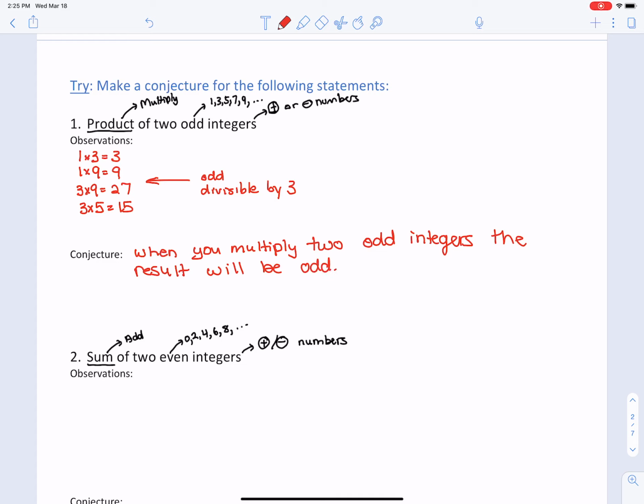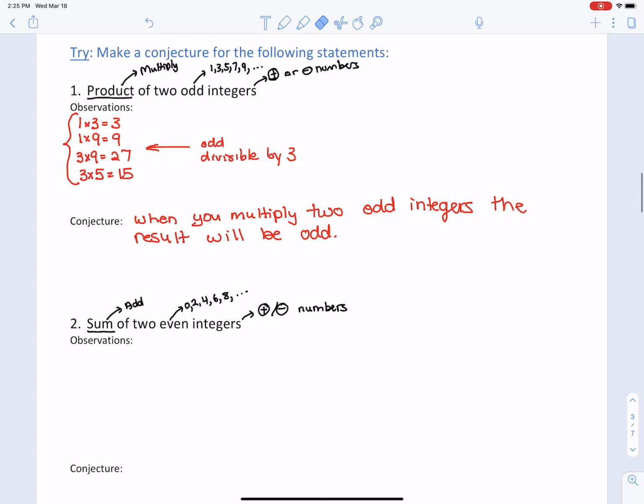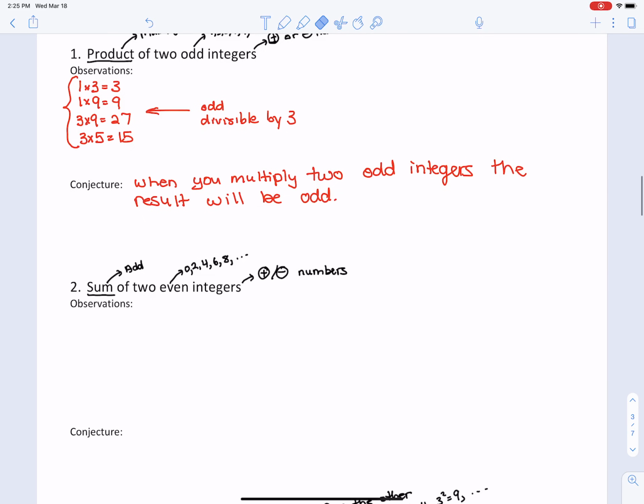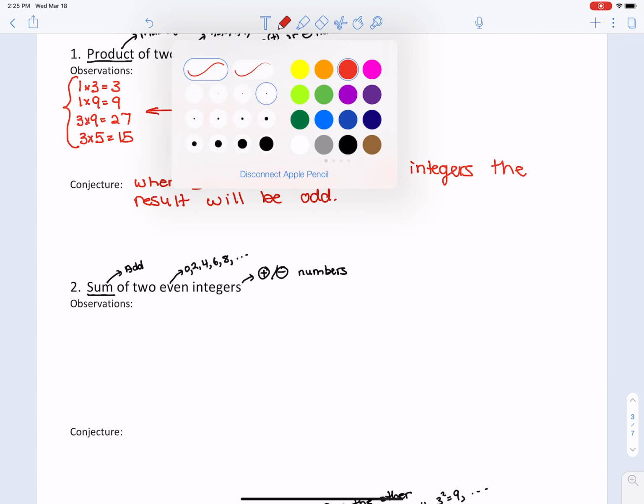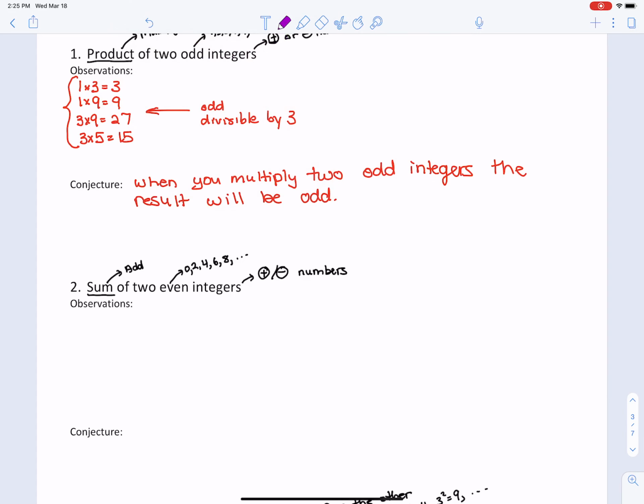Let's use that one. I could have said divisible by 3. Now, when I write the conjecture, based on me looking at this limited number of data, I'm going to say that when I multiply two odd integers, the result will be odd. I don't know if that's going to be true or not. That would be something that we will have to prove or disprove later. Let's look at the next example.